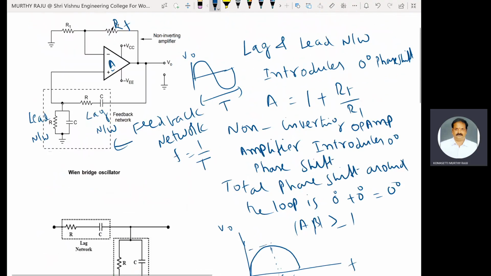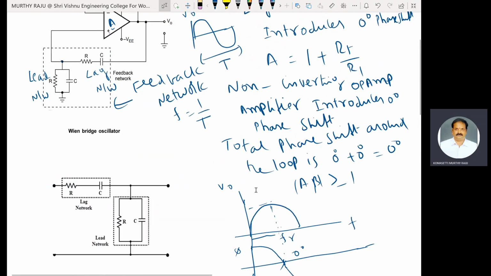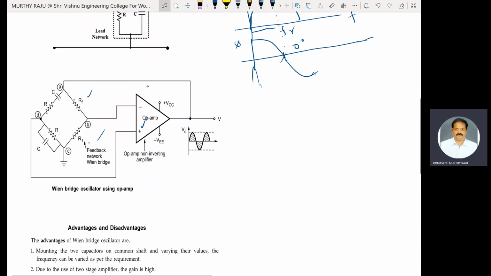Here, R and C are connected in series, and R and C are connected in parallel. The intersection point, D, is connected to the positive terminal of the op-amp, that is the non-inverting terminal. Here, the lag network C is connected to the output, in the series arm.